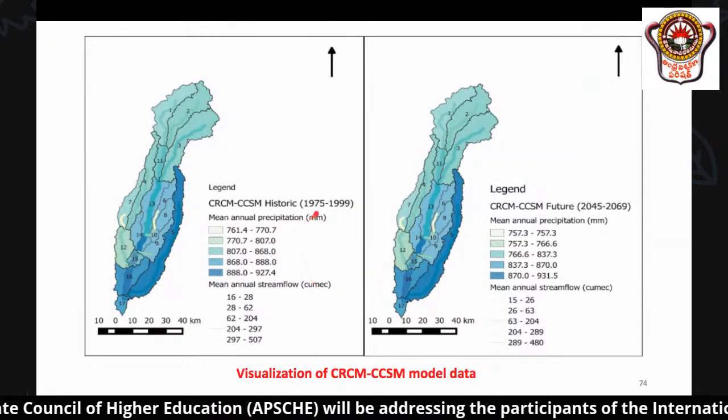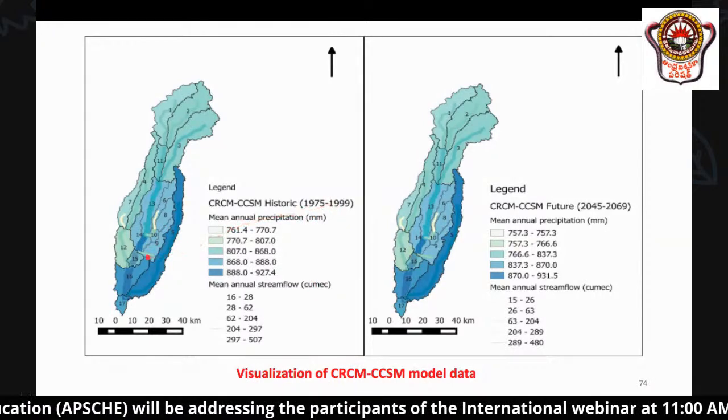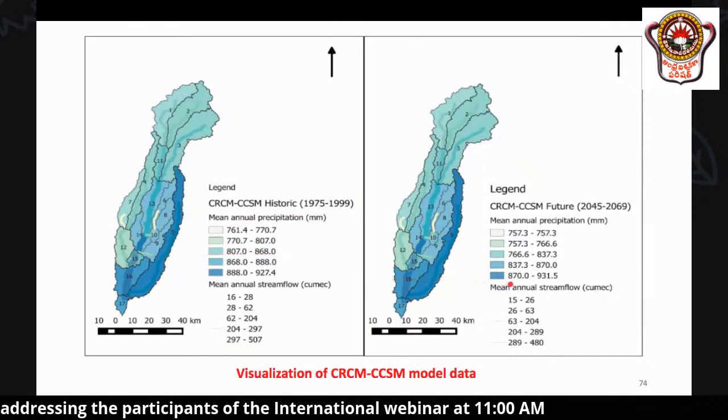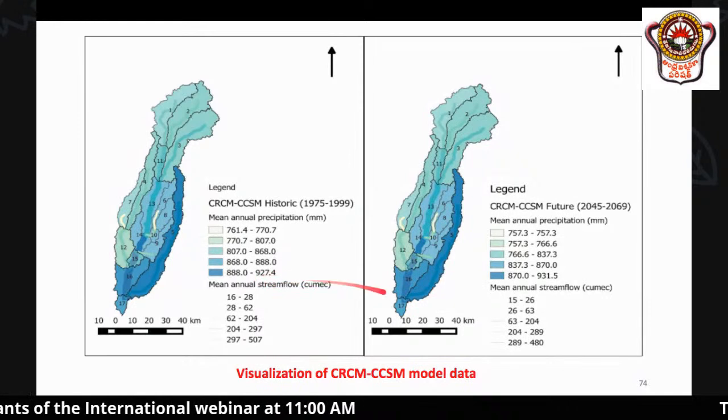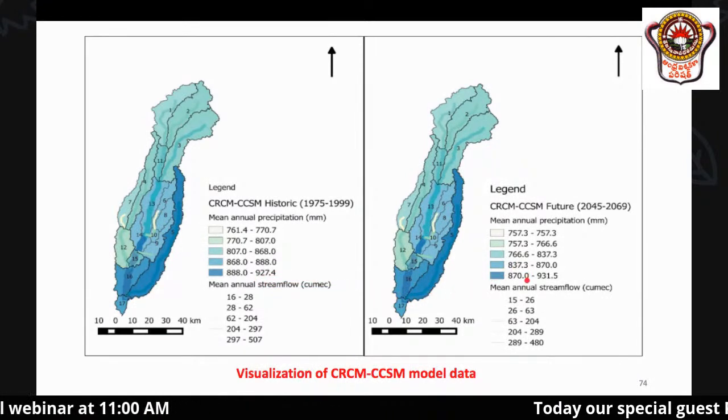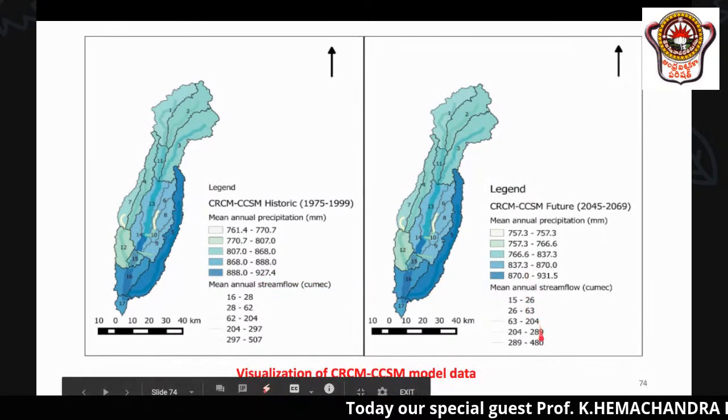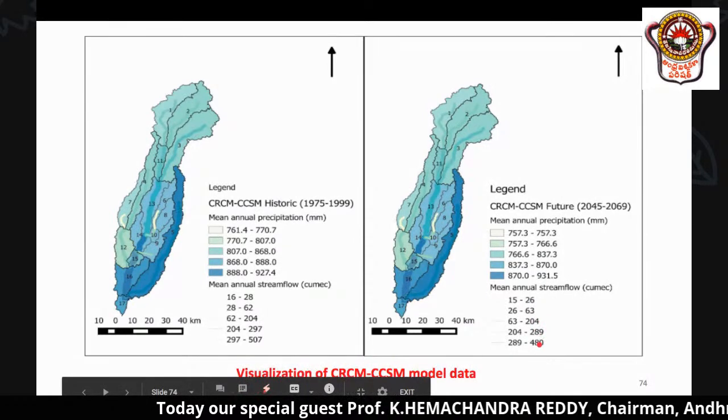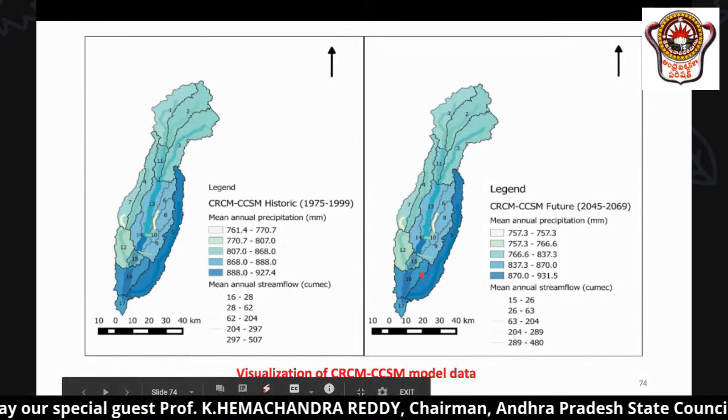So this is the historic period, and this is the future period. You see the future periods when compared to historic, most of the time there is a reduction in the values. Sometimes there is an increase, sometimes a reduction, in the stream flows in the basins.